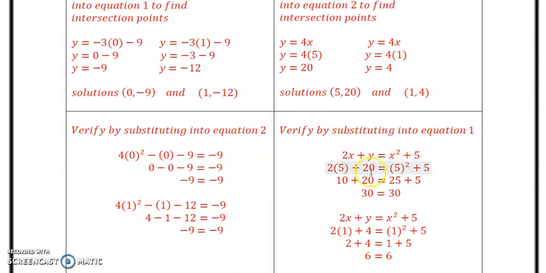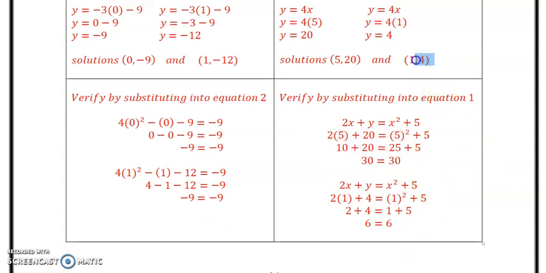And to verify them, I'll plug them back into the original first equation. I wouldn't sub them back in here, obviously, you know that's true. So I'd sub them into the other equation that you didn't use to get your points. Makes sense. So we put 5 in for x and 20 in for y: 2 times 5 is 10, 10 plus 20 is 30, x squared, so 5 squared is 25, plus 5 is 30, both sides are equal, therefore it's good. Do the same thing with point (1, 4): I put 1 in for x, 4 in for y, I get 2 times 1 is 2, plus 4 is 6, 1 squared is 1, 1 plus 5 is 6, verify that both sides are equal to 6.